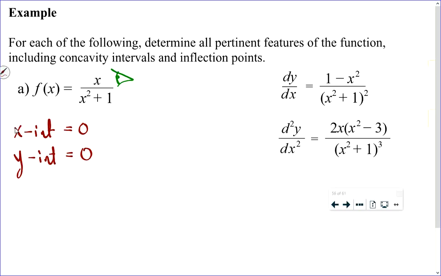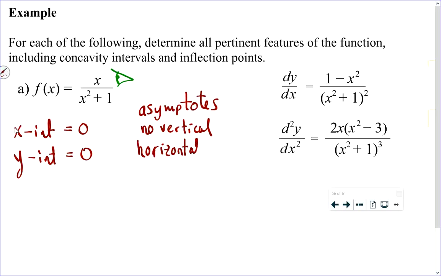If we look at the asymptotes, there are no vertical asymptotes because the denominator of this expression can never be 0. In other words, there's no non-permissible values of x, so there's no vertical asymptote. The horizontal asymptote will be at y equals the limit as x approaches infinity of that function.